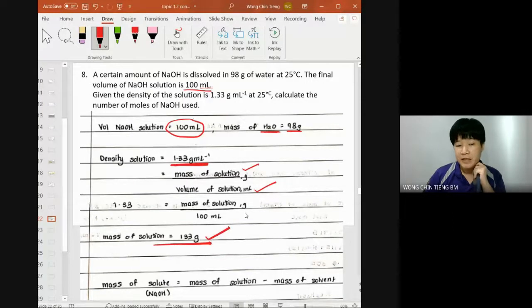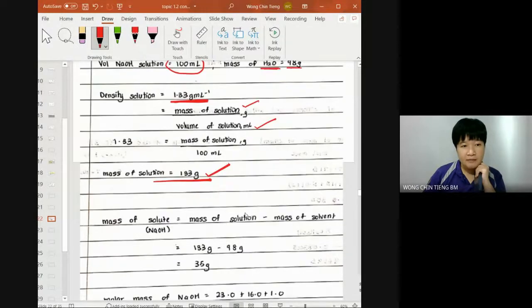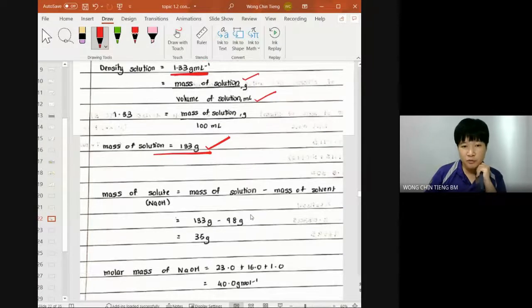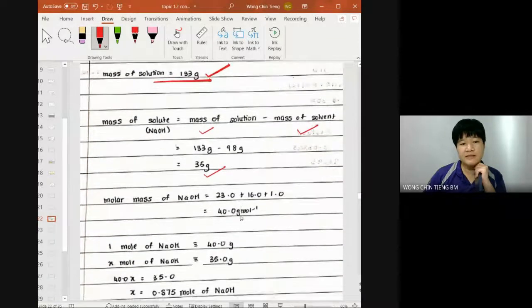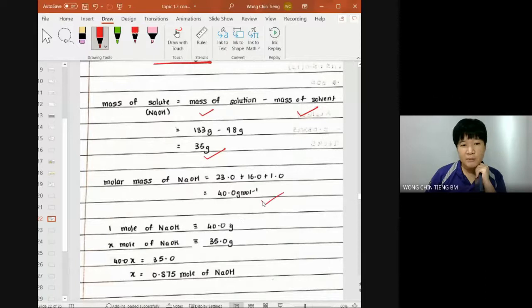Perfect. From there, because you already have the mass of solvent, 98, and the mass of solution, 133 calculated, kamu dapat 35 adalah mass of solute. Soalan tanya mole. Easy, easy. Cari molar mass, kamu akan dapat mole of NaOH.